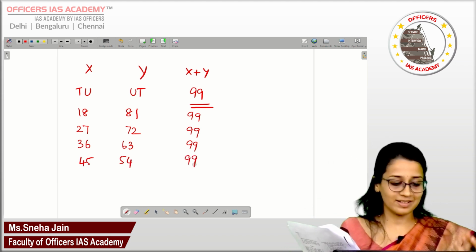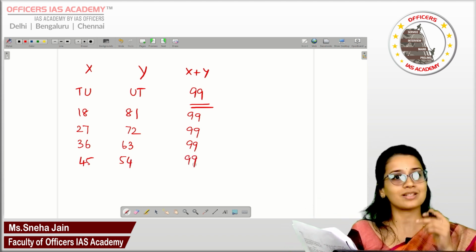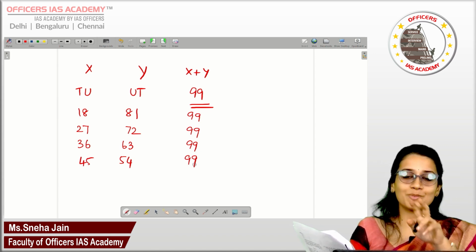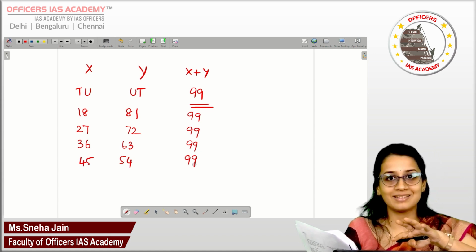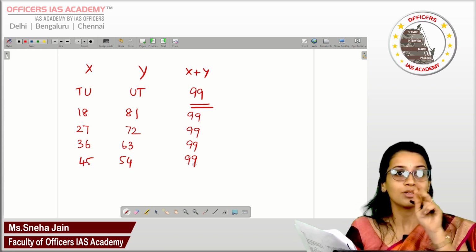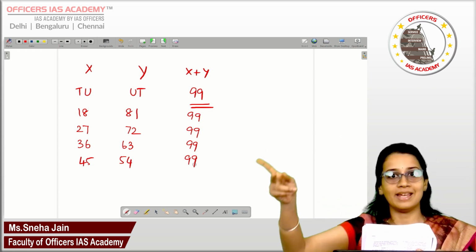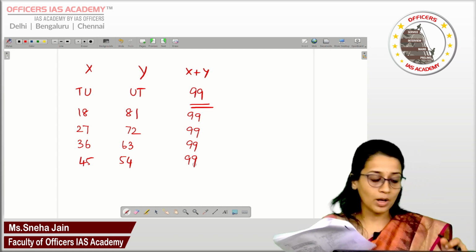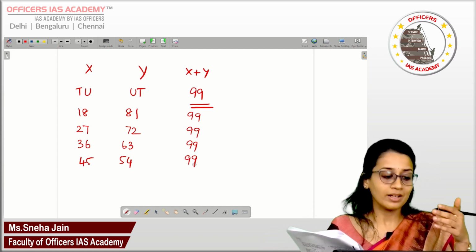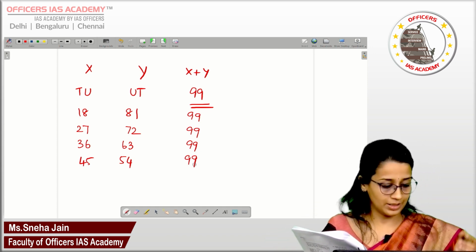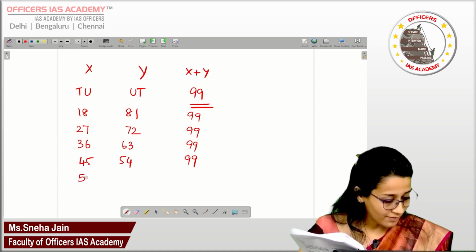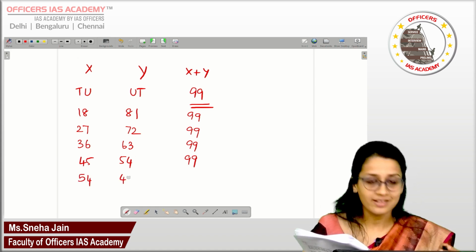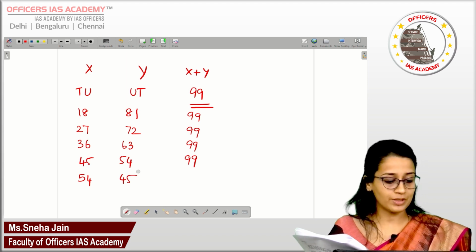See, this pattern of question has already appeared in UPSC in the previous year, where they've asked that when you add a number and its interchanged digits, the sum of the digits should be 9. So you know this order, right? 1, 8, 8, 1. 2, 7, 3, 6, 4, 5. So I am now trying to write all the possible values. Now this can be 5, 4. So what's happening? It's the same combination. Yes or no? 45, 54, 54, 45.